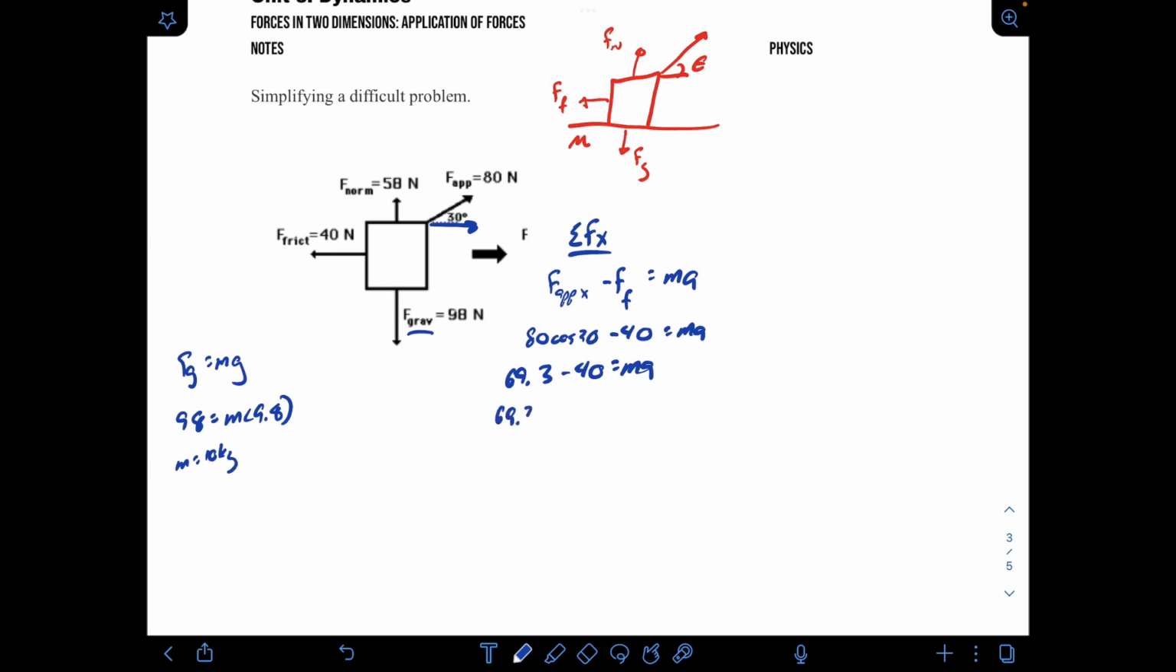So 69.3 minus 40 over my mass, which is 10 kilograms, gives me the acceleration of the object. So 69.3 minus 40 divided by 10. So we should get an acceleration of about 2.93 meters per second squared.